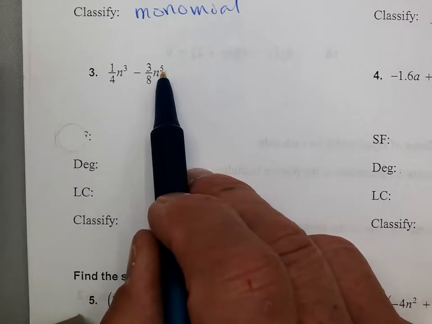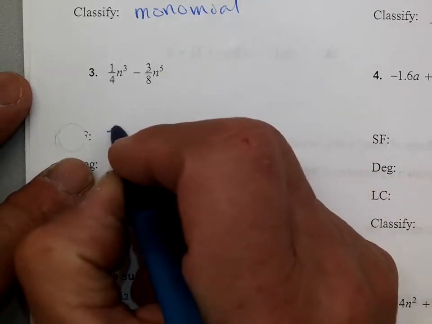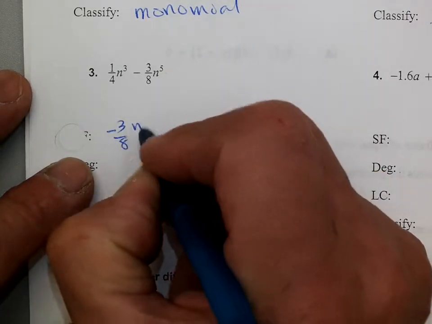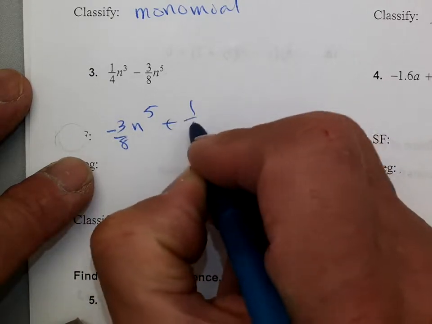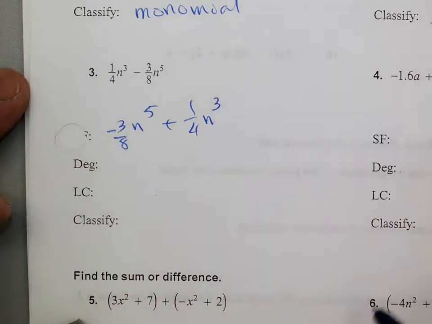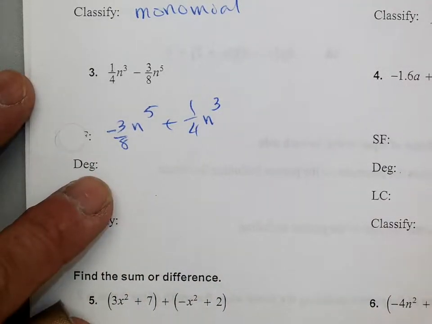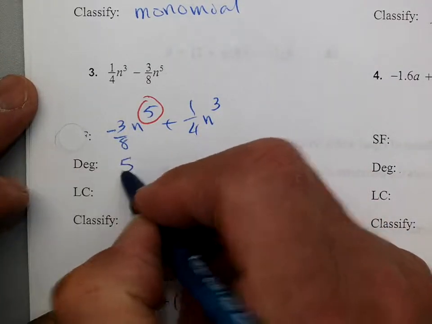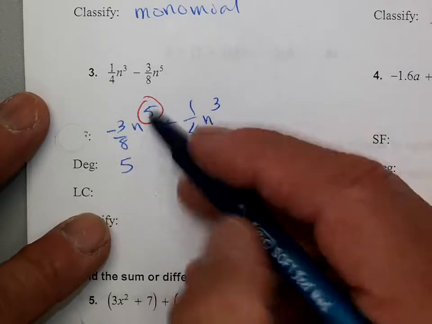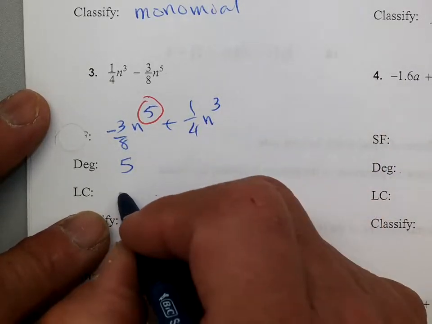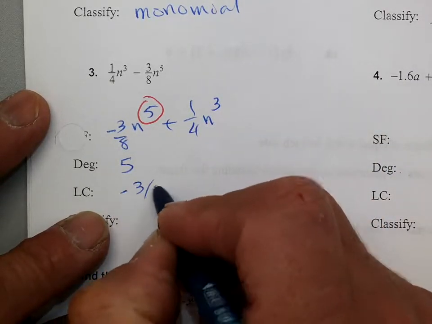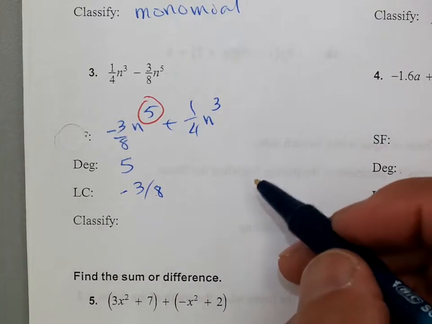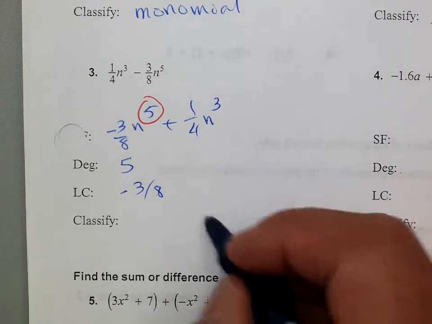Number 3, let's rewrite this one. The one with the highest exponent has got to go first. We'll put our -3/8 n to the 5 plus 1/4 n cubed. The degree is the biggest exponent, which is 5. Leading coefficient is the number in front, which is the -3/8. 2 terms, so classify it as a binomial.